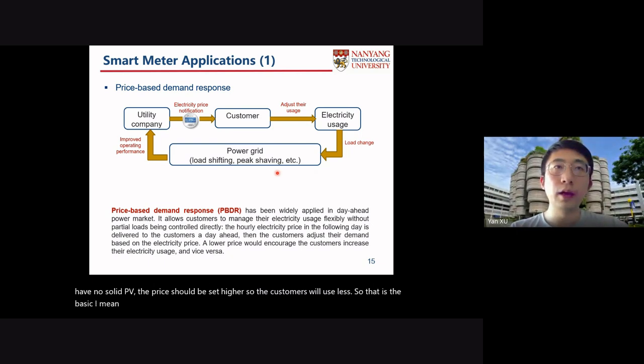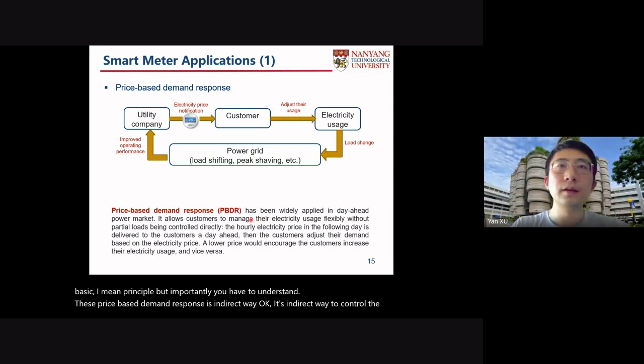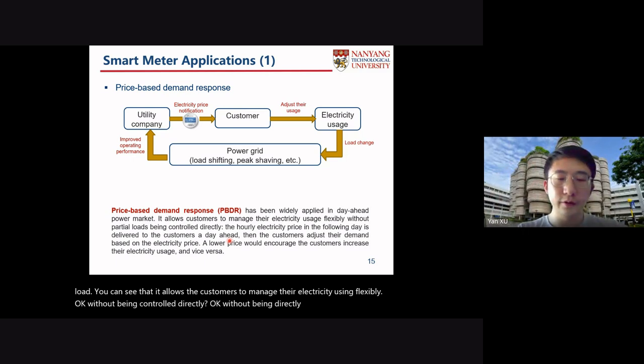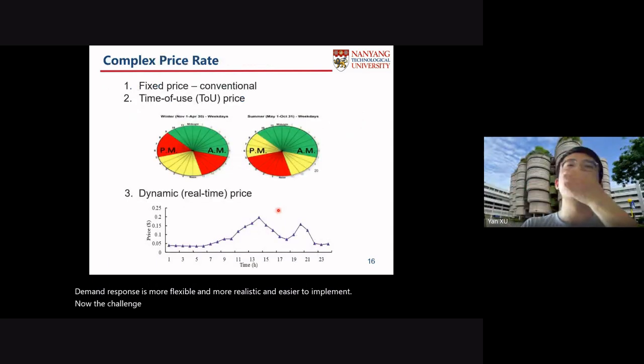But importantly, you have to understand this price-based demand response is an indirect way to control the load. It allows the customers to manage their electricity usage flexibly, without being controlled directly. So this type of demand response is more flexible, more realistic, and easier to implement. Now the challenge is how can we effectively set the price? That will be an issue.